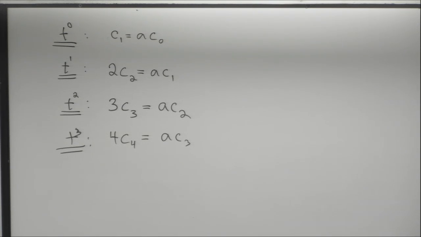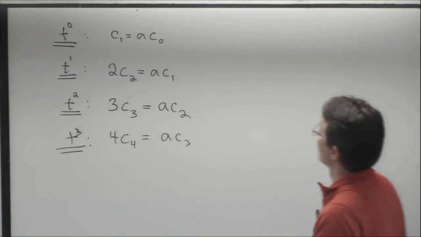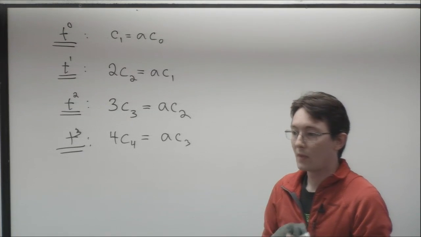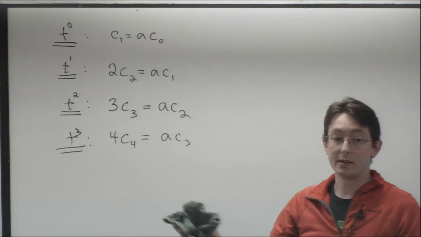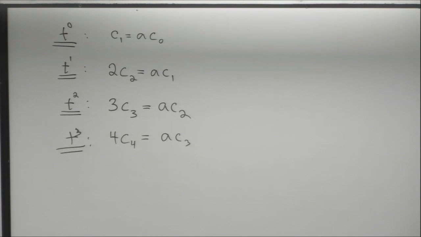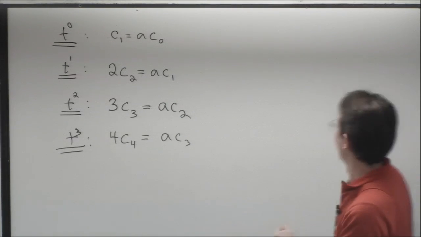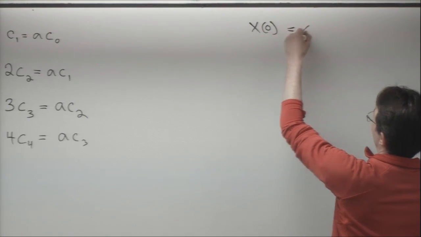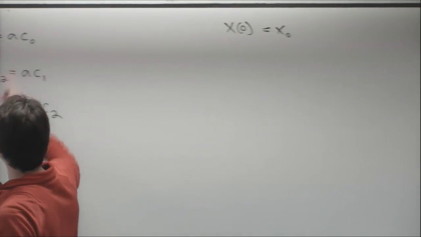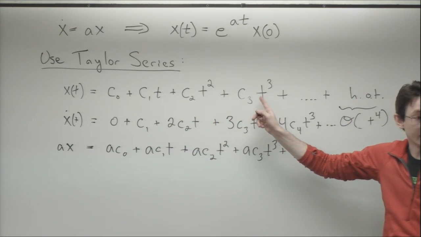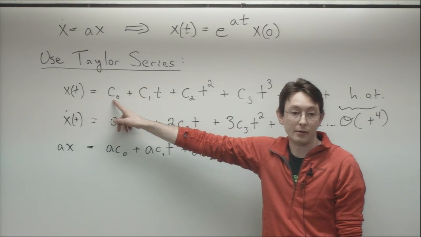Okay, so what's the next step in this progression? What do we do next? Is there any other information I have about this differential equation? We know the initial conditions, right? So we know that x at time 0 is just x naught. I can call this x sub 0 if I want. So if I plug in t equals 0 in my Taylor expansion for x, I get that c0 has to equal x0.